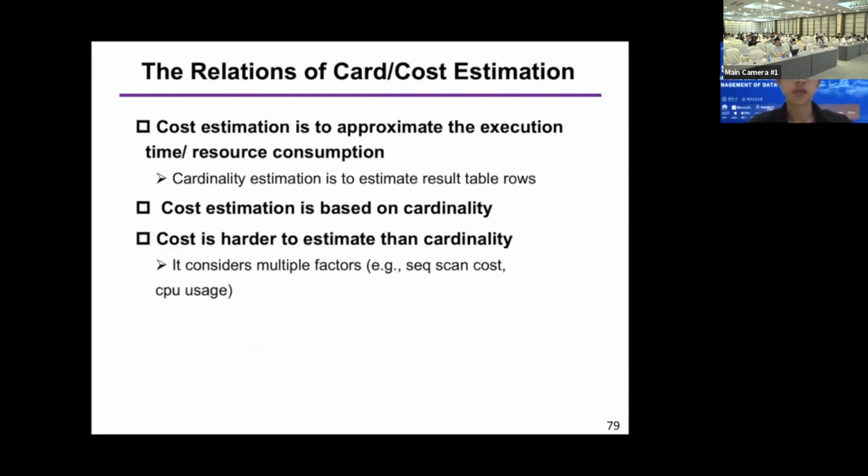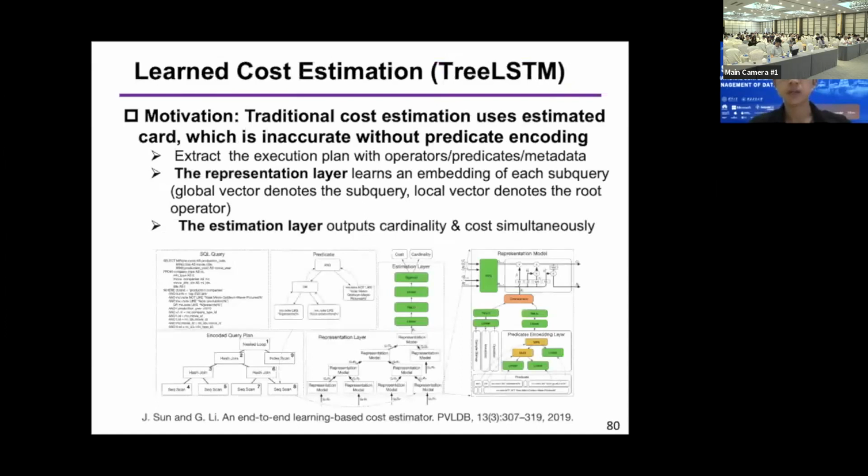Another important problem is the cost estimation. So what's the difference from the cardinality estimation? First, cost estimation is to approximate the execution time or resource consumption, whereas cardinality only talks about the result size. And the cost estimation is also based on cardinality in the traditional database optimizers. And the cost is much harder to estimate than cardinality because then it needs to consider multiple factors like sequential scan costs in the physical level.